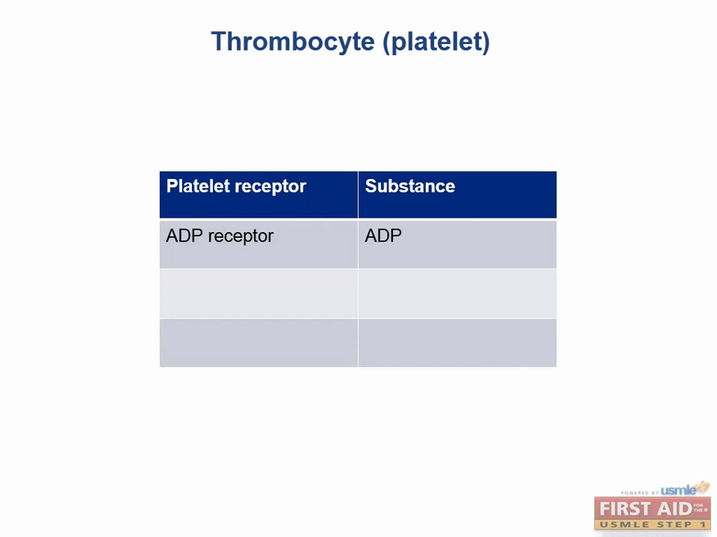ADP is from the dense granule, and drugs like clopidogrel can block the receptor and inhibit platelet activation. Platelets have other important surface receptors, which include GP1B, and this one's not as easy, it's von Willebrand factor, as well as GP2B3A, which is just fun to say, and binds fibrinogen. These receptors also serve as sites of action for various drugs, and we'll discuss these later in the chapter.